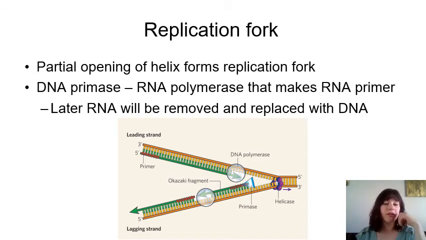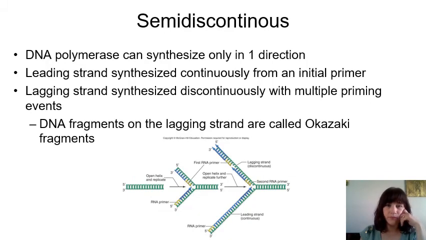Some other details, we talked about how this primer needs to be put down that's made out of RNA. The enzyme that does that is called a primase, right? It makes the primer. Again, we said that the lagging strand is semi-discontinuous, and that is because the DNA polymerase can only run in one direction. Remember what it is? From the 5' to the 3' end. And again, those fragments of DNA on the lagging strand are called Okazaki fragments.